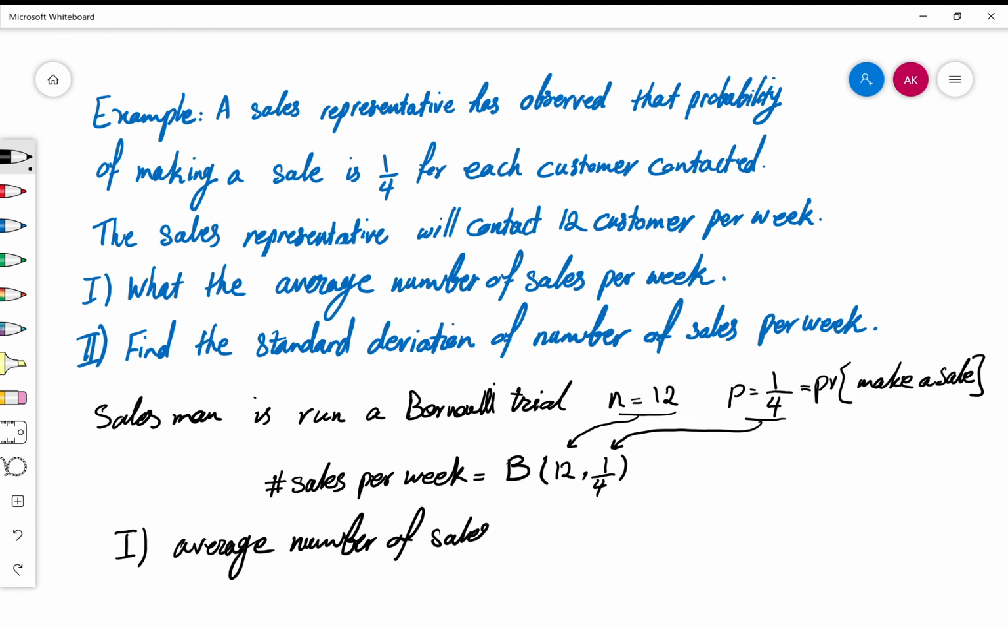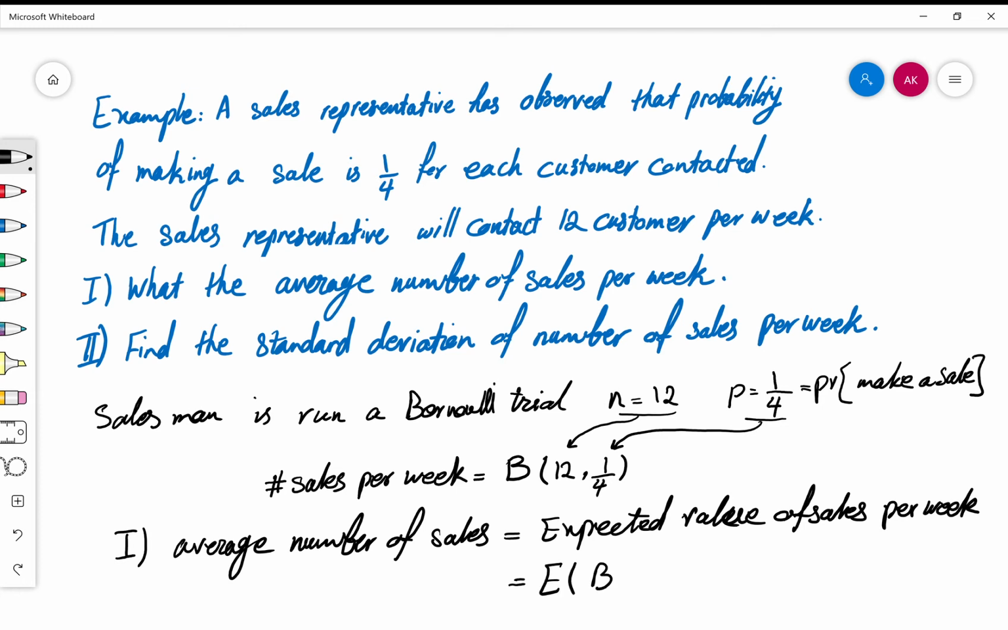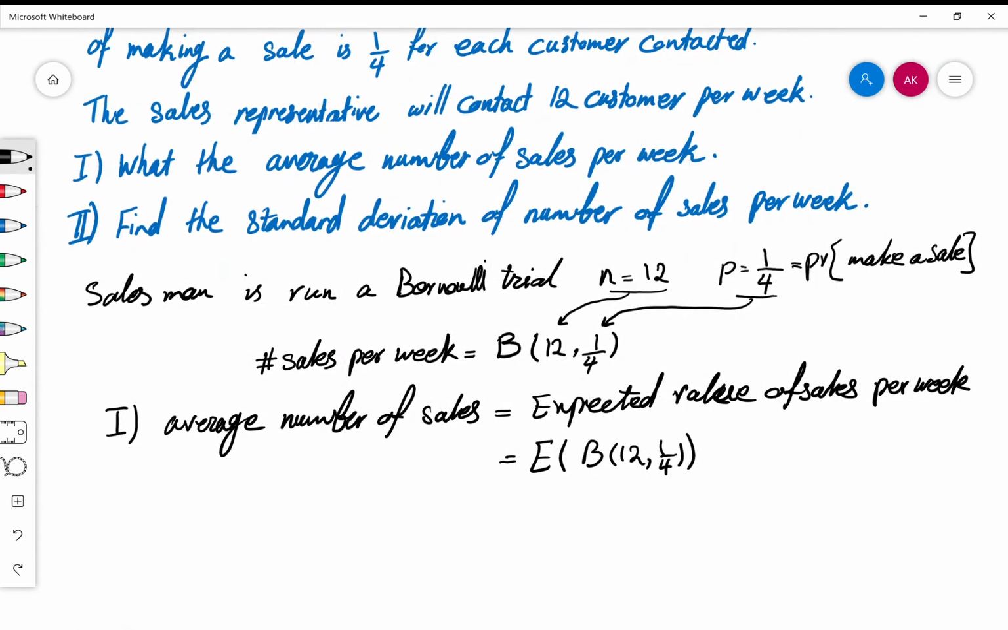Now, if we are trying to find the average number of sales, this is the same thing as the expected value of sales per week. We now see that this is E of B(12, 1/4).